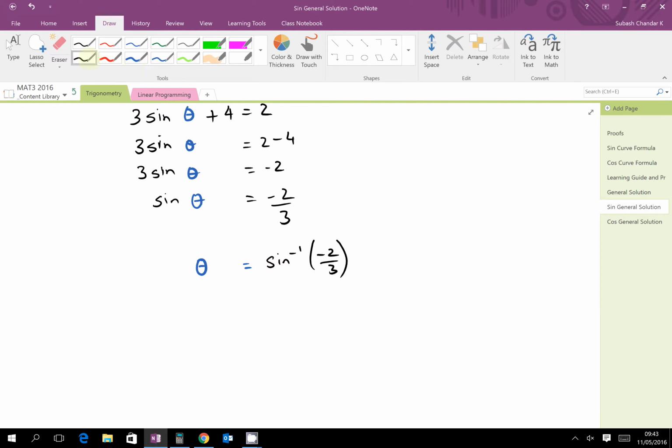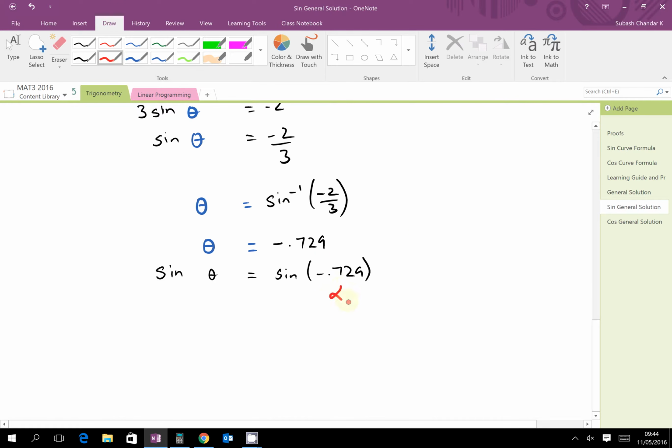So then we can say this. Look at this. We try to find sine theta equal to negative 2 over 3. Theta is equal to negative 0.729. So then I can say sine theta equals sine alpha. Is that okay, what I've done so far? So I've got theta and I've got alpha here.